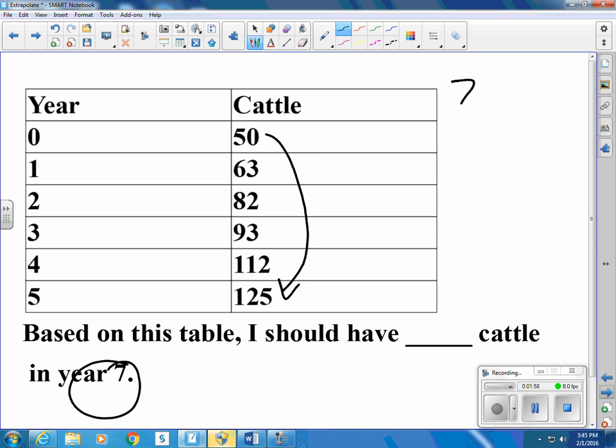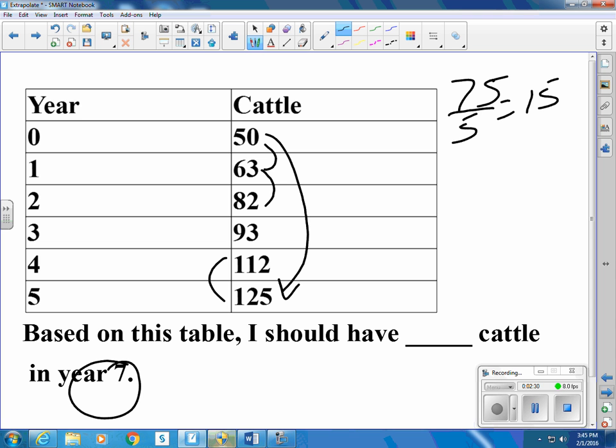So if we have a table like that, and we want to predict year 7, so from 50 to 125 is an increase of 75. In 5 years, that turns out to be 15 more cattle every year on average. It's not always 15, so like from here to here was 13, and from here to here was 19, but anyways, more or less.